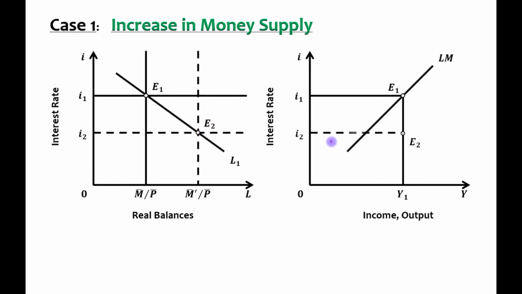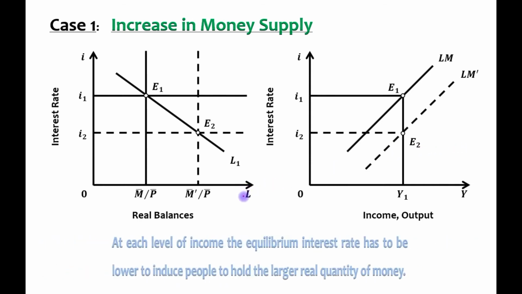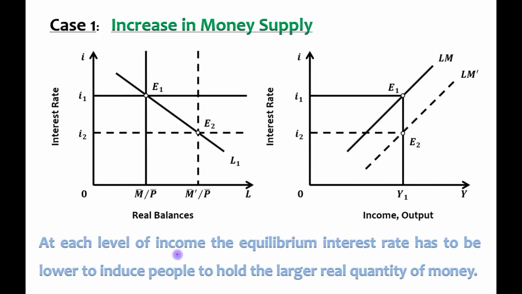We have shown these combinations in the right panel and the LM curve will shift towards the right, LM dash. At each level of income, the equilibrium interest rate has to be lower to induce people to hold the larger real quantity of money.